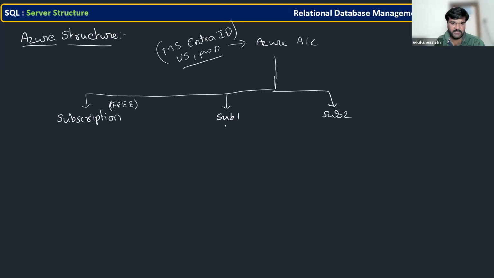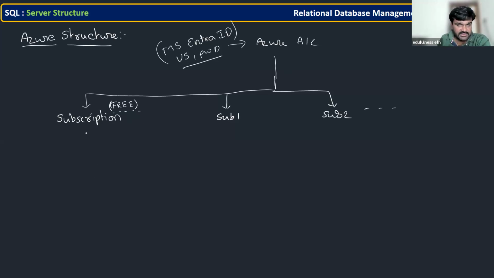Every month a bill will come for subscription 1, how much billing happened, and for subscription 2, how much billing happened. Accordingly it will come. Like that, you can create multiple subscriptions under one account, and you have to create them to go for any project. In your case, it is a free subscription. Whether it is free or paid, anything is fine. Whatever we are discussing is common.